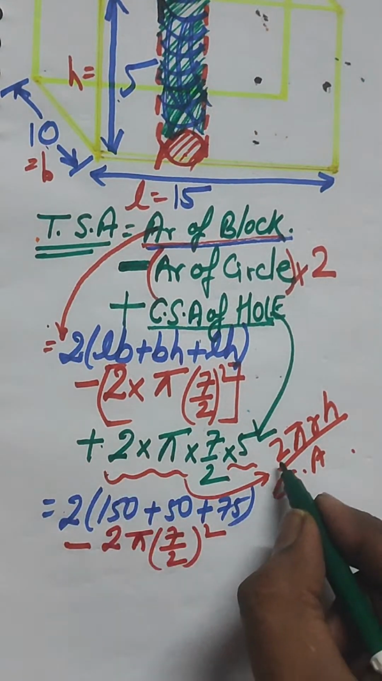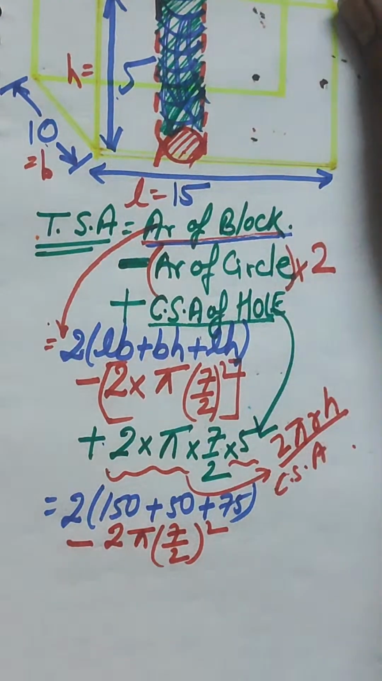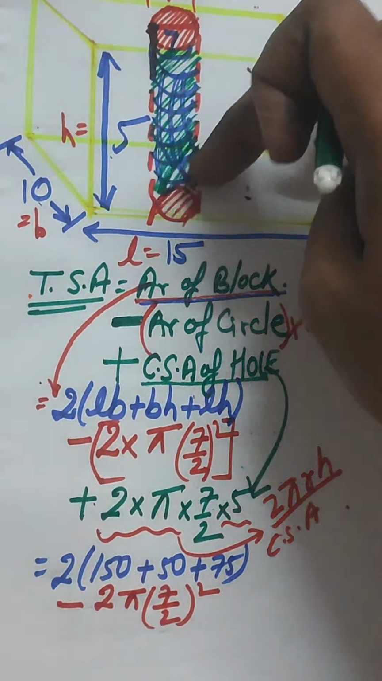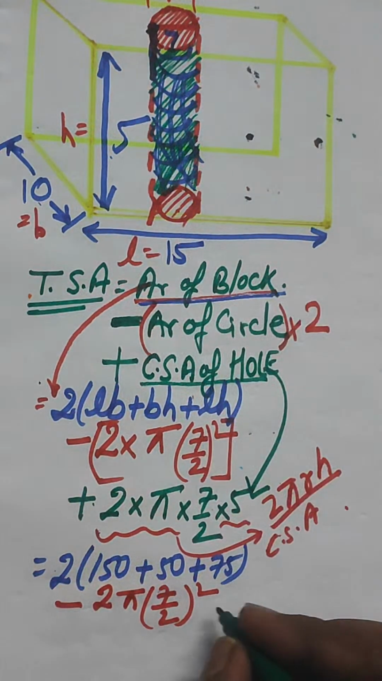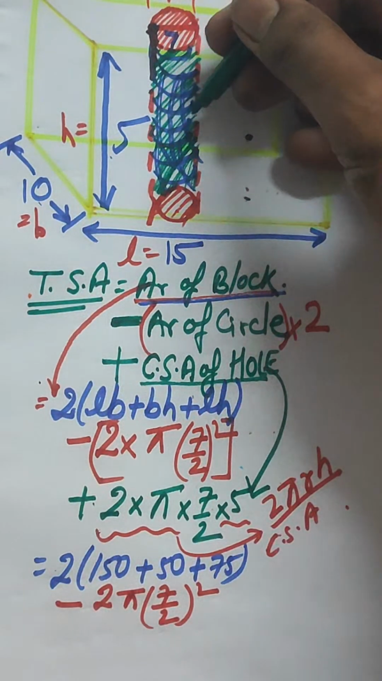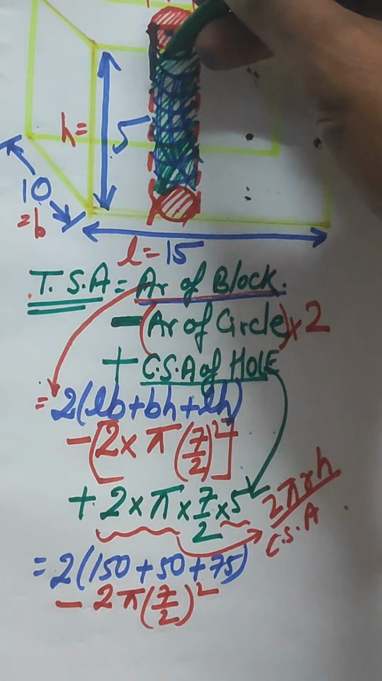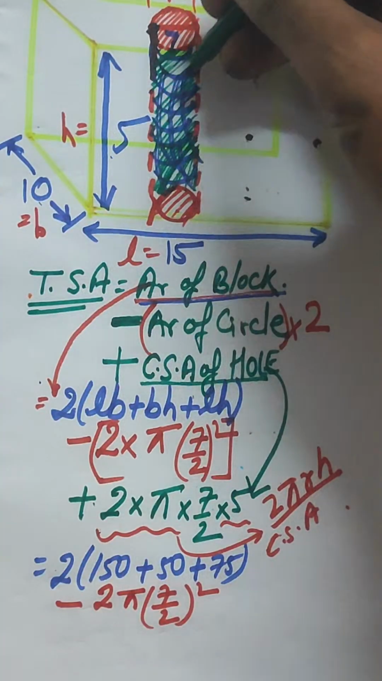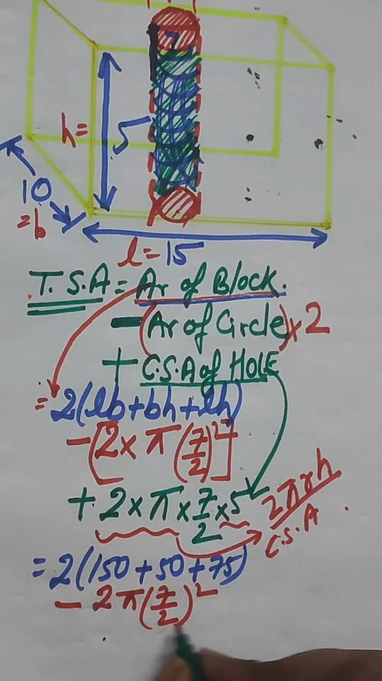Then this 2 pi r h, the curved surface area of the cylinder which is inserted. You can see this is because you just drilled it out, so this portion is removed. Then you will be able to touch the walls from the inside of the block when you put your hands in, and you will be able to touch the walls of the cylinder, right? So this will be equal to 2 pi r h.